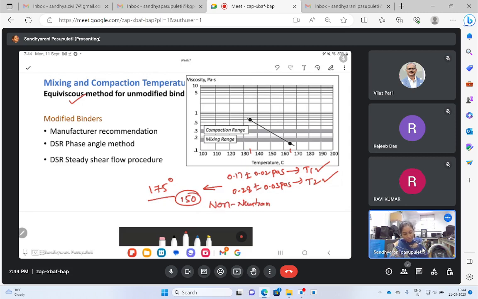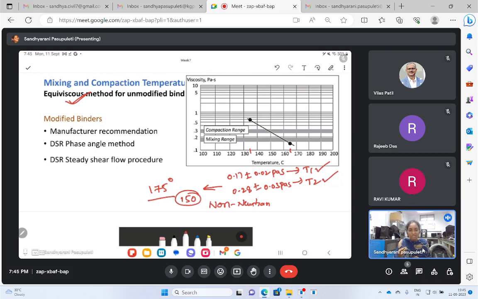So when I perform this equiviscous method for unmodified binders, one of our assumptions is that bitumen behaves in the Newtonian range. That means their viscosity is independent of shear rate. So if I perform the viscosity test with a particular RPM, revolutions per minute, whatever viscosity I observe should be the same if somebody else performs it with another shear rate.